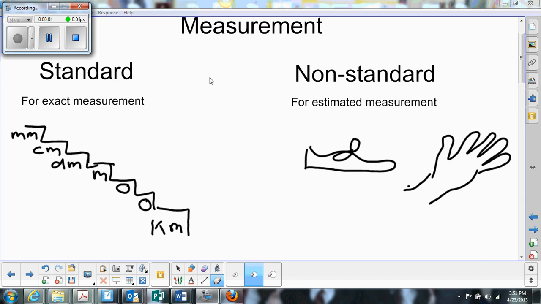Hello, L4A. Before we start in on the lesson today on perimeter and area, I just want to review what we've done so far. Today we did non-standard units of measurement, and the day before we did standard units of measurement. And so this is a bit of a review.